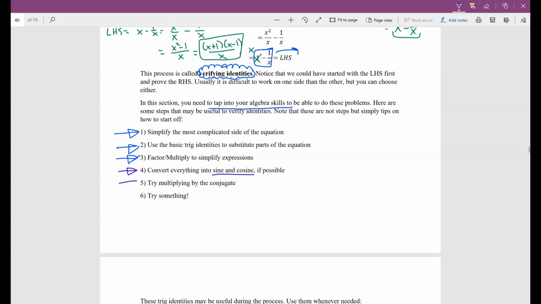Try multiplying by the conjugate. If you forgot what conjugates are, if you have 1 plus sine of x, the conjugate of 1 plus sine of x is going to be 1 minus sine of x. So basically it's the same thing; the only difference is the sign in the middle, the positive and the negative are opposites. That's what a conjugate means. All right.